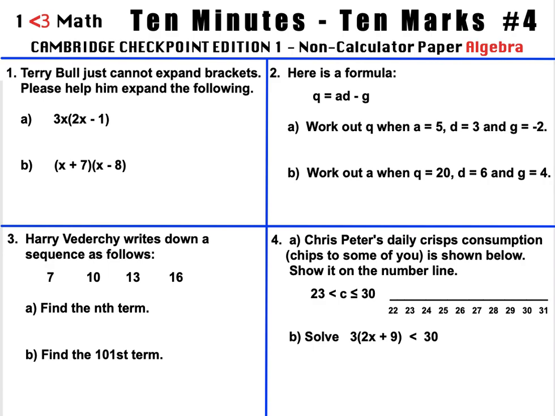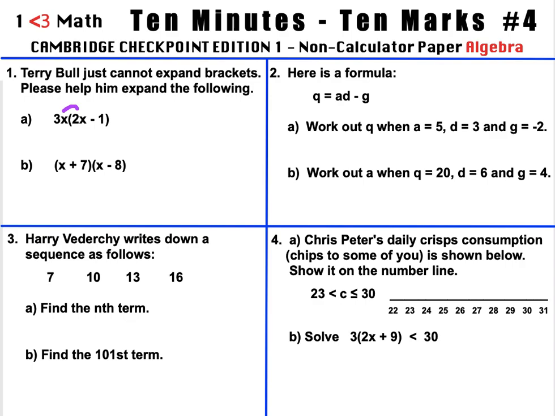So question 1. Terry Bull just cannot expand the brackets. Please help him expand the following. So part A, everyone likes a good part A. We've got 3x bracket 2x minus 1 close bracket. We're going to multiply both terms in the bracket by 3x. So we're going to start off with 3x multiplied by 2x.